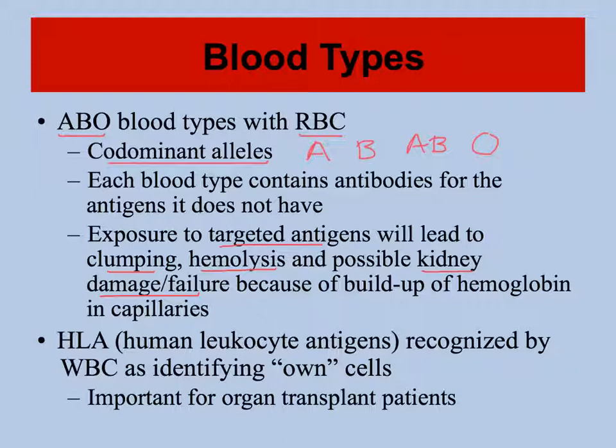I have a picture on the next slide to show this, but before I get there, I just want to mention another type of antigen on cells, the HLA, human leukocyte antigens, which are antigens on all cells that are recognized by the white blood cells as saying this cell belongs to me. This is something else that is typed for when someone has to undergo an organ transplant, because the more match you can have between the HLA of the transplant recipient and the HLA of the transplant donor, the easier it will be for the recipient's body to accept this transplanted organ as their own cell.